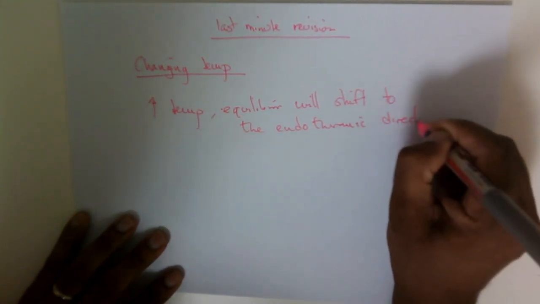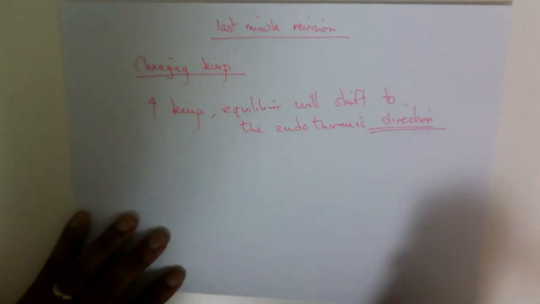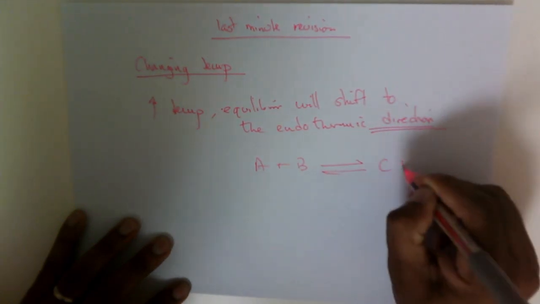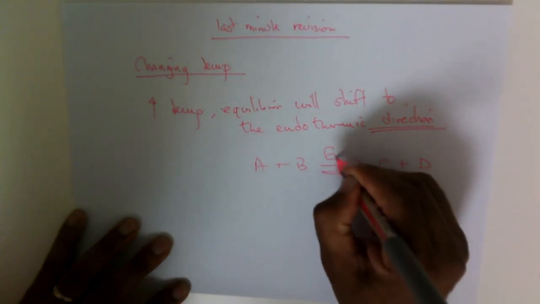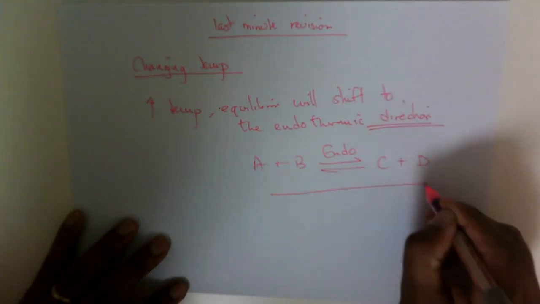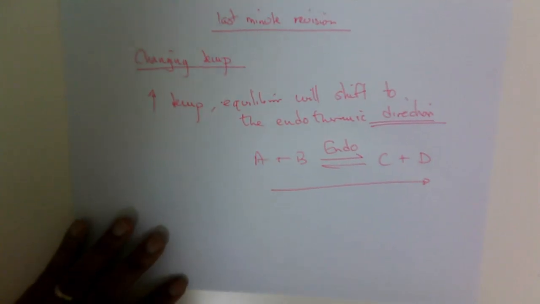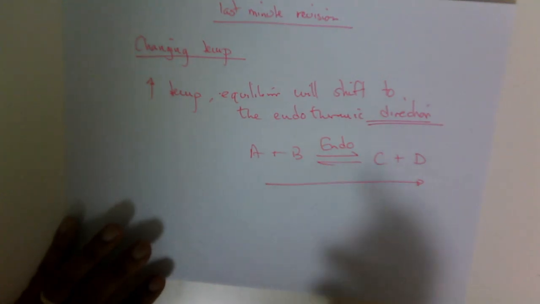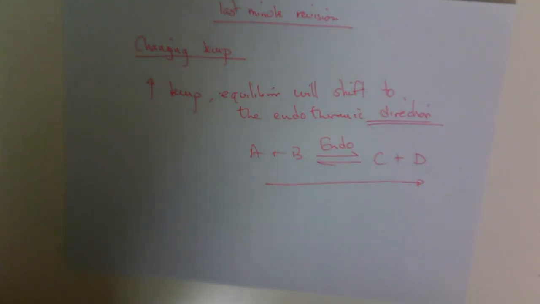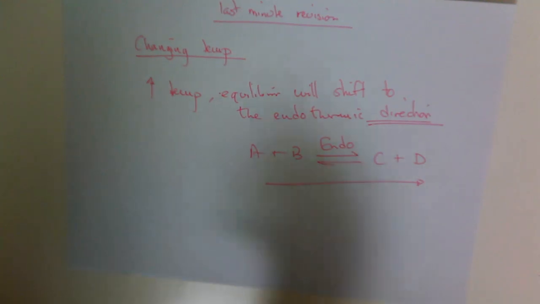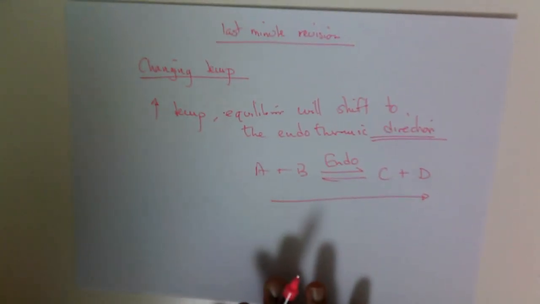It's important to say direction, not side. It's the direction that is endothermic. So say you've got A plus B gives you C plus D, and that is your endothermic. Then if you increase temperature, you will have more of the forward reaction, which is the endothermic reaction happening. And obviously if you decrease temperature, then the reverse happens. If you decrease temperature, equilibrium will shift to the exothermic direction. So in this case, more of the reverse reaction will happen. So once you know one of them, you can then easily learn the other.